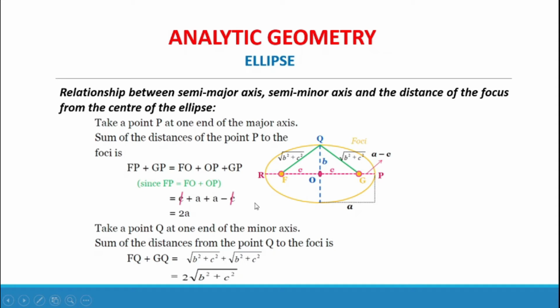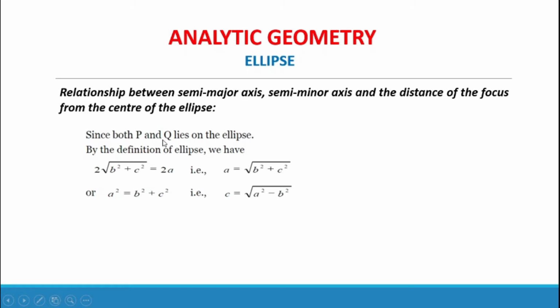Take a point Q at one end of the minor axis. The sum of the distances from the point Q to the foci is FQ plus GQ, which is equal to the square root of b squared plus c squared, that's FQ, plus the square root of b squared plus c squared, that's GQ. And when we sum up, that's 2 times the square root of b squared plus c squared.